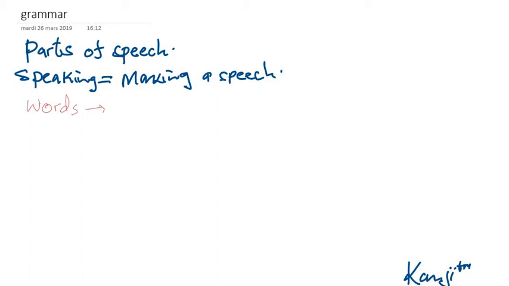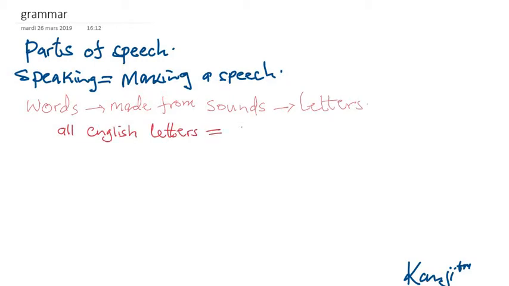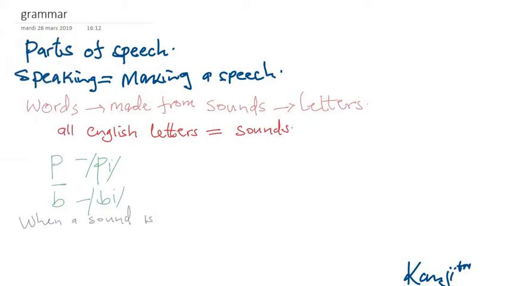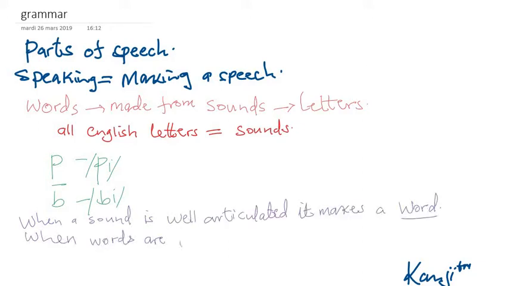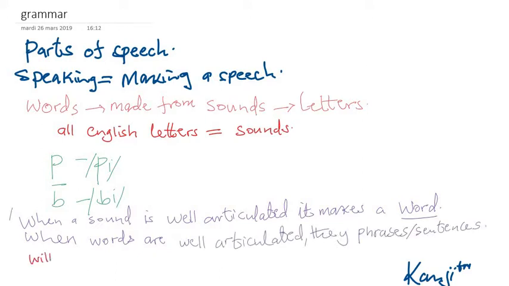And words are made from sounds, which are made from letters. All English letters are sounds. For instance, P is a letter and also P is a sound. B is a letter, but B can also be a sound. So, when a sound is well articulated, it makes a word. When words are well articulated, they make phrases or sentences. With one or more sentences, we can make a speech.